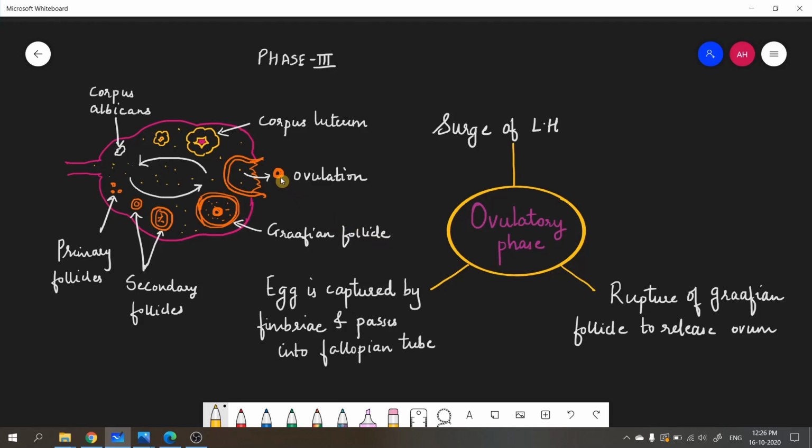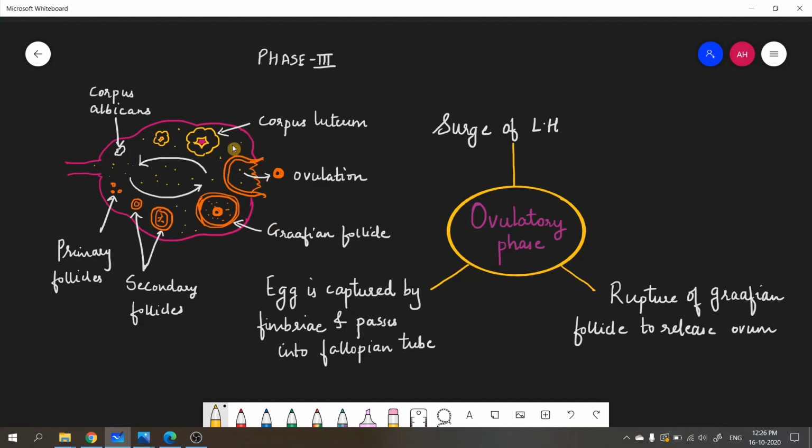What happens to the released ovum then? The ovum is picked up by the fimbriae, those finger-like projections in the female reproductive system. They pick up the ovum and it is further passed on into the fallopian tube, where it will be viable for another 24 hours when fertilization may or may not occur, and that depends on the presence or absence of the sperm in the female reproductive tract. So that was about the ovulatory phase.